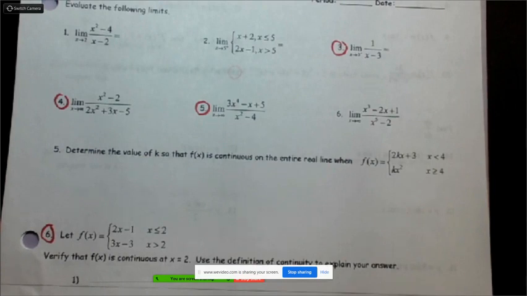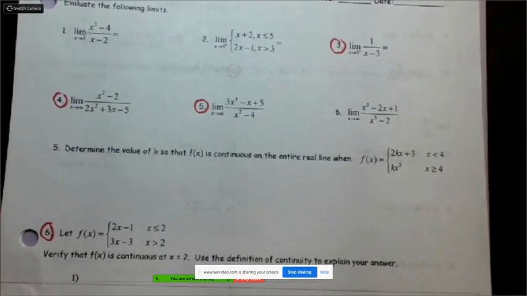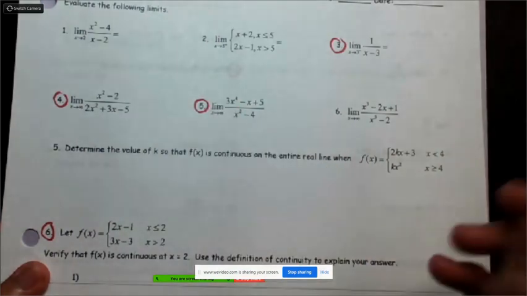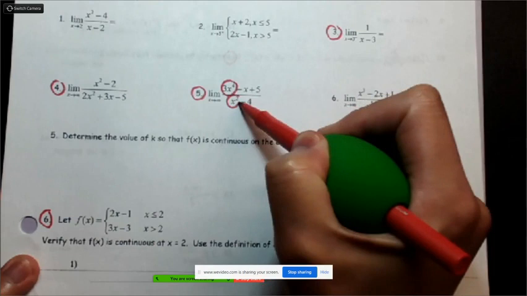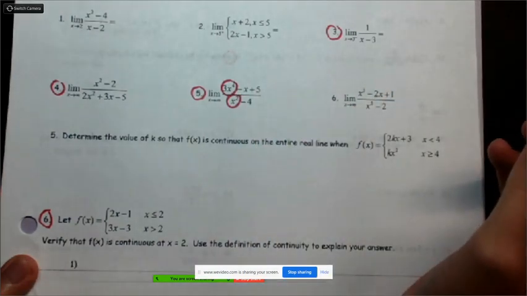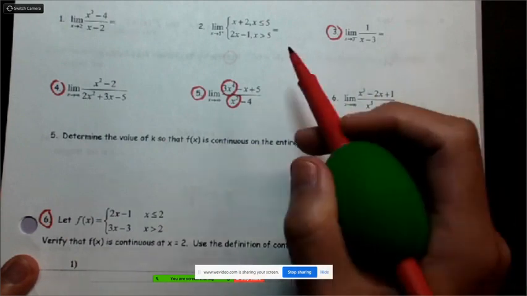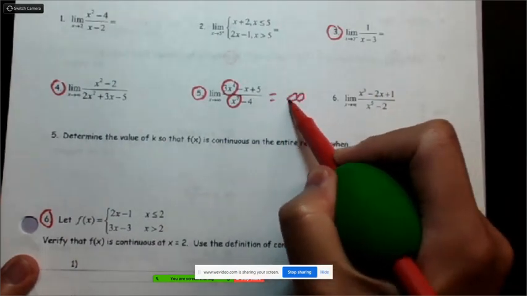Okay, let's do the ones with the infinity real quick. And let's see if y'all remember the rule. I'm going to start with number 5. If I have the highest power on the top and the bottom, and it is higher on top, is it getting closer to 0 or closer to infinity? Infinity. So I know this one has to be infinity.